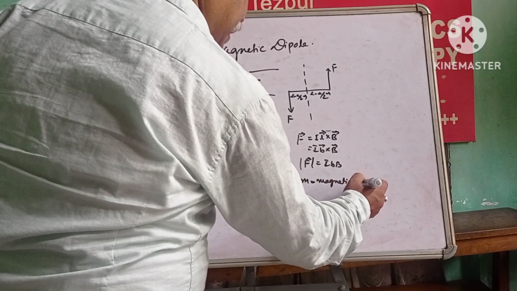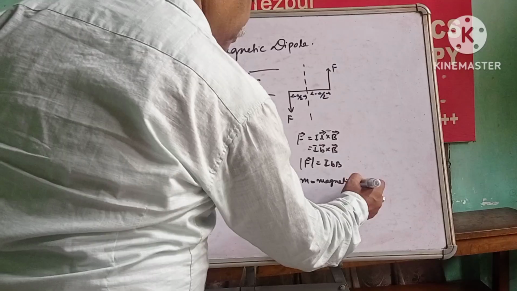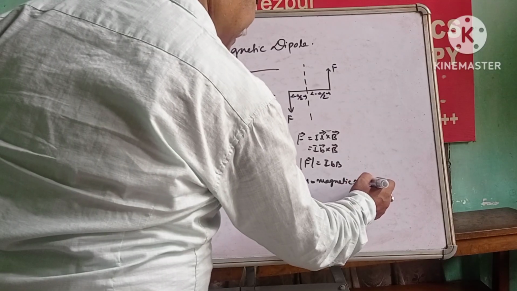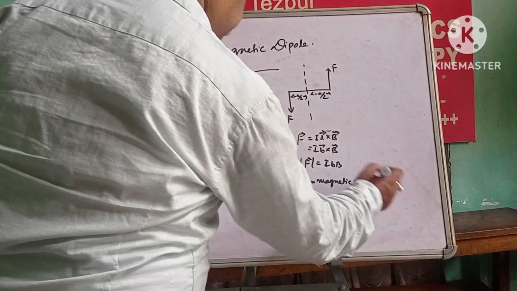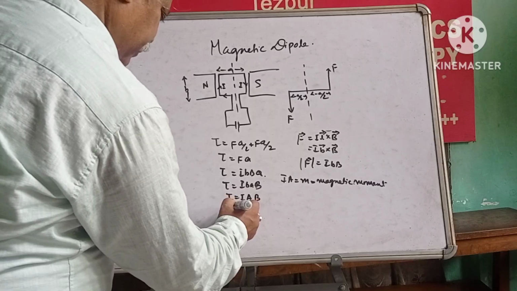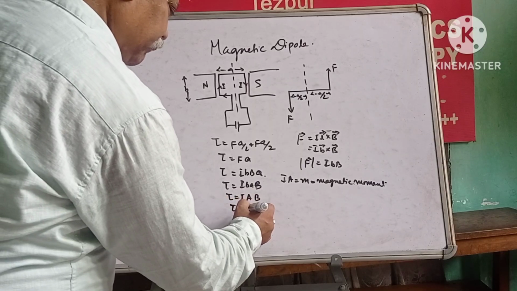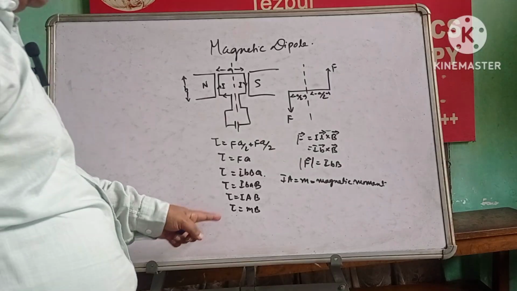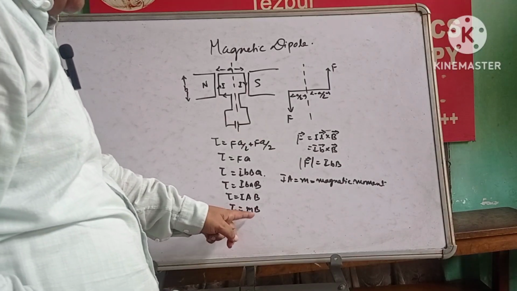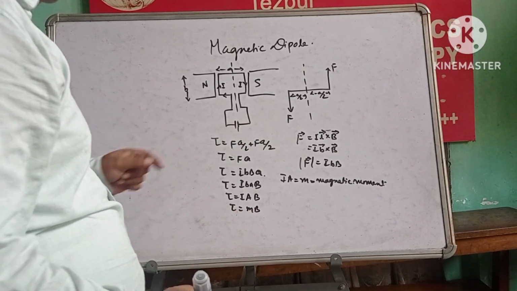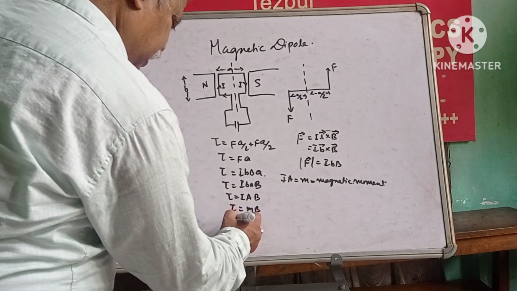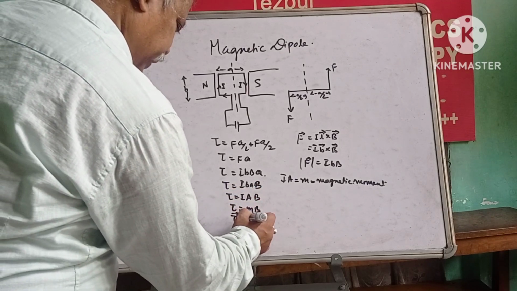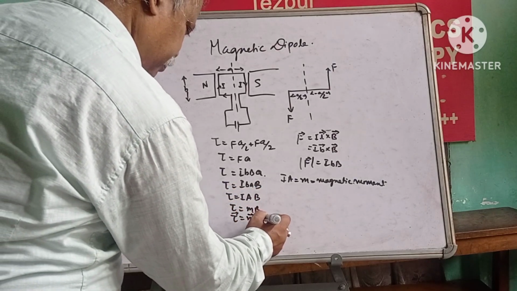Magnetic, you can say magnetic moment. They gave the term magnetic moment here. So your torque will be equal to MB. Since torque is a vector quantity, B is a vector quantity, and the magnetic moment is also a vector quantity, your torque will be equal to M vector cross B vector.